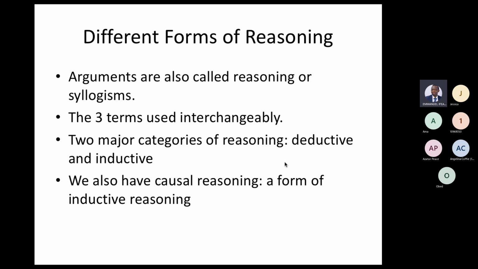Now to the different forms of reasoning. Arguments are also called reasoning or syllogisms. The three terms are used interchangeably. And there are two major categories of reasoning. We have deductive and we have inductive. We also have causal reasoning, but it's a form of inductive reasoning. So the two major categories are deductive and inductive.